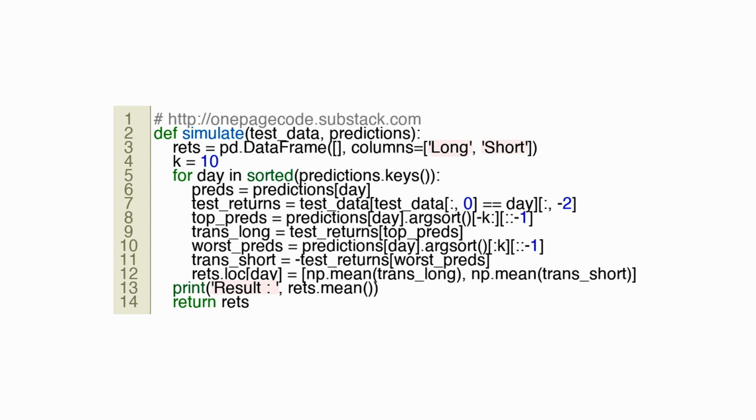Next, it calculates the mean of the test returns for the values in top preds and assigns it to the trans_long variable. It then multiplies the values in test returns corresponding to the values in worst preds by -1 and calculates their mean, assigning it to the trans_short variable. Then it adds a new row to the rets data frame with the current key as the index and the values in trans_long and trans_short as the values for the long and short columns respectively. After the loop is complete, it prints the mean of the rets data frame and returns the data frame as the output of the function.